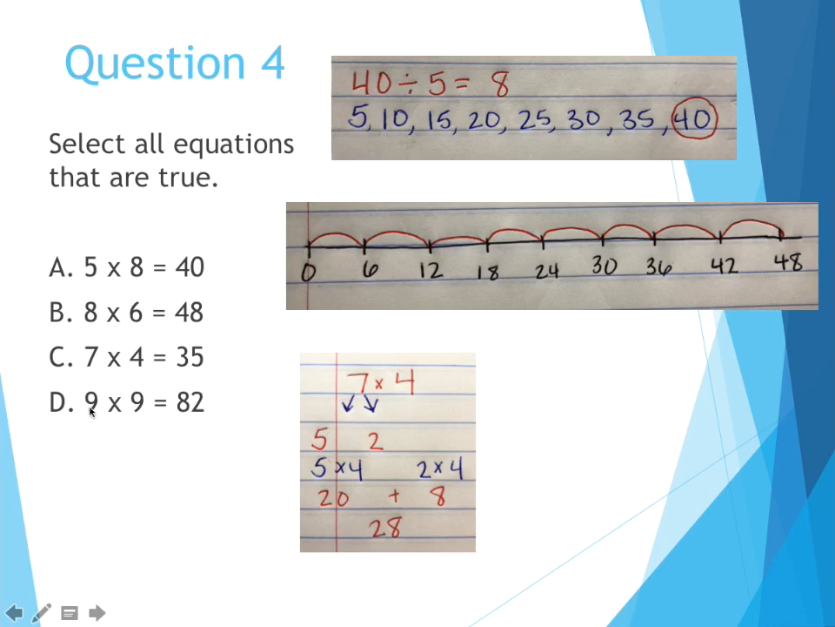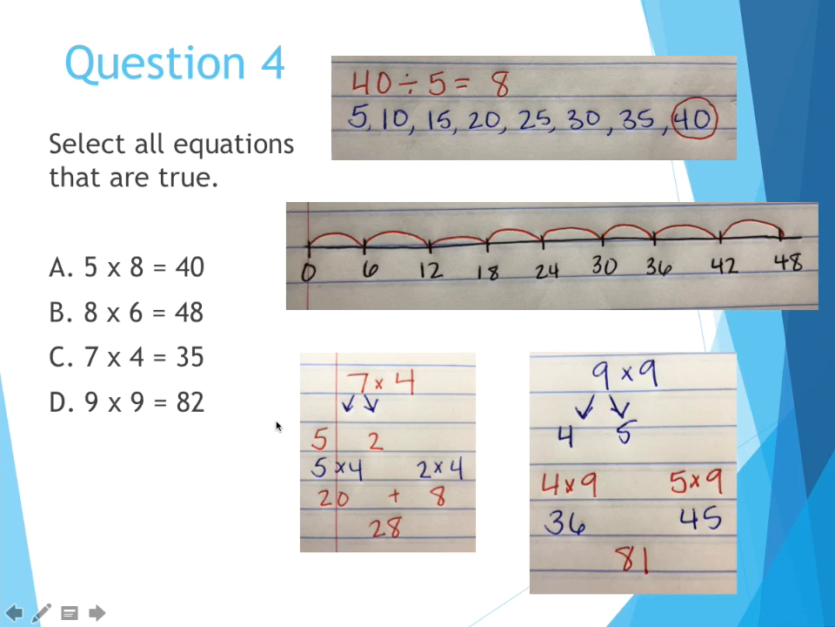So in looking at D, D says 9 times 9 equals 82. I'm again going to split that 9 apart to see. I don't know my 9s when they get really high up there.